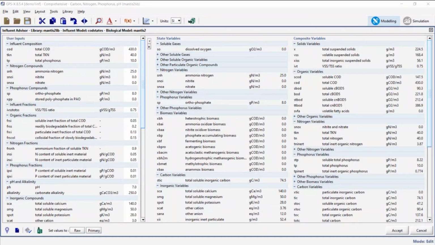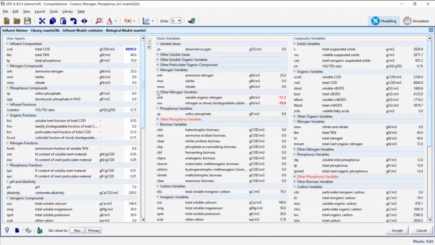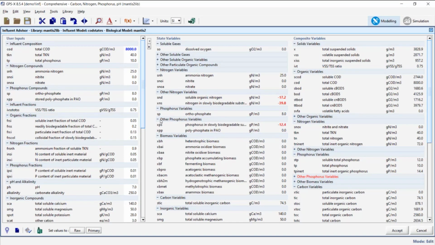All right, so what we are going to do is enter in an Influent total COD of 8,000 here. So this is taken from potentially a concentrated dairy waste where we have a large COD compared to the nutrients that we have here. So I'm going to leave TKN and total phosphorus at the values that are here, and I'm going to change this to 8,000. Okay, so immediately we can see that what happens is that we are having some variables that are coming out negative.